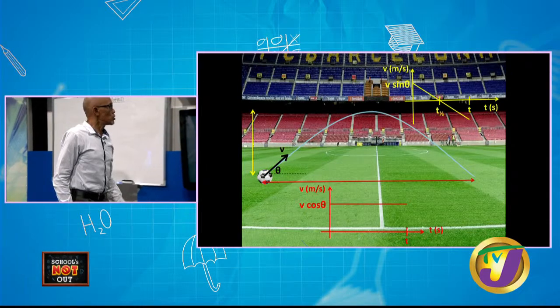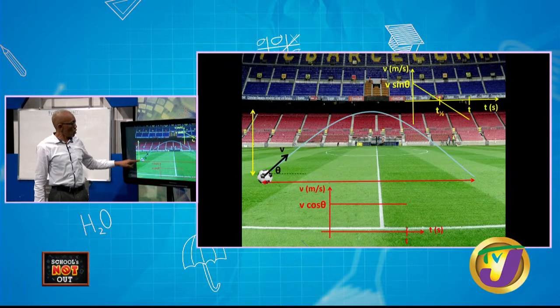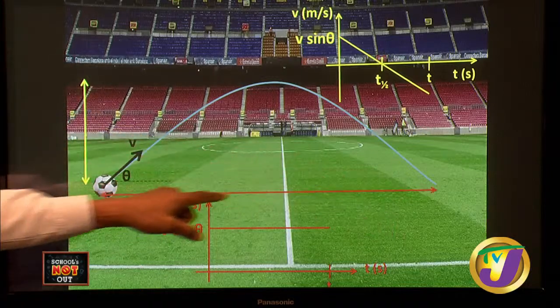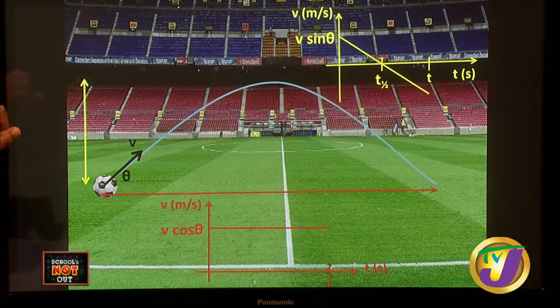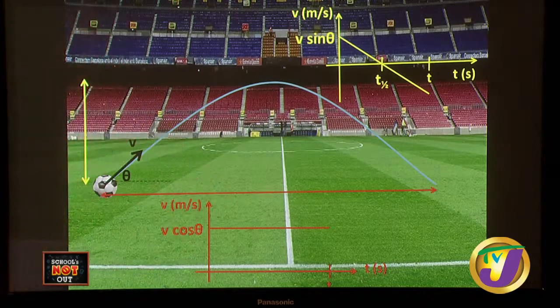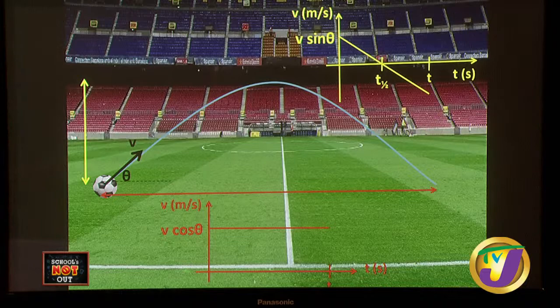Now, what do we know? We want to determine now a relationship for how far this ball would travel and what's the maximum height to which it will travel. So we know for a velocity time graph that the distance traveled is the area under the graph for that particular time period for which the traveling is taking place.